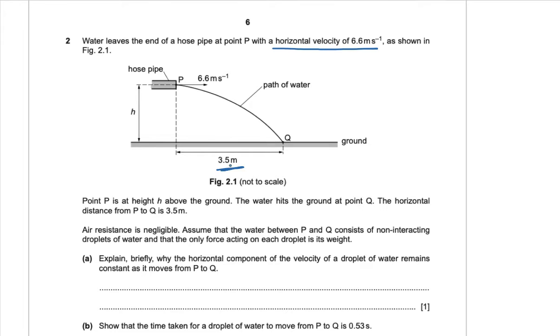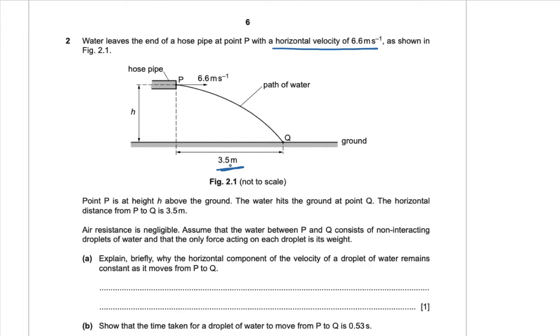Air resistance is negligible. Assume that the water between P and Q consists of non-interacting droplets of water and that the only force acting on each droplet is its weight. Part A, explain briefly why the horizontal component of the velocity of the droplet of water remains constant as it moves from P to Q.